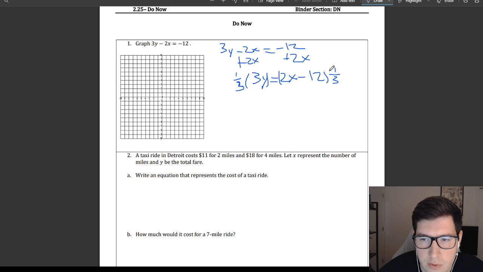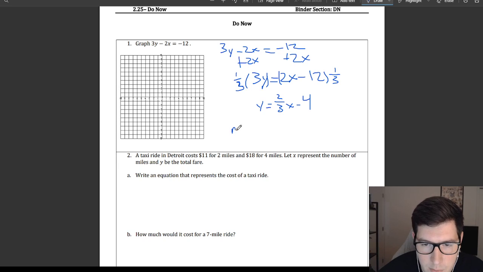And remember to make sure that we're good with our parentheses so that we know that we actually have to distribute this in. And so I'm going to be left with y equal to 2 over 3x minus. And then 1/3 times 12, luckily that works out really nicely. It's just going to be minus 4. So this is my equation. This is that same equation just quickly written in slope-intercept.